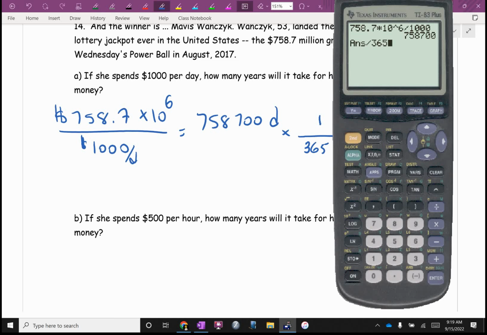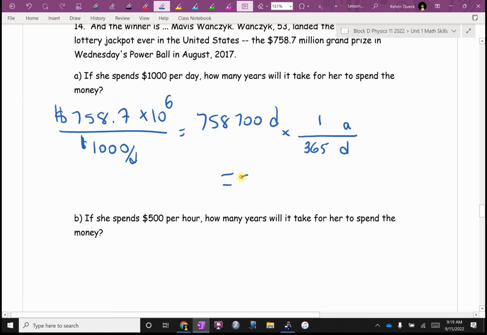How many years? Can she do that in her lifetime? So let's spend it faster.